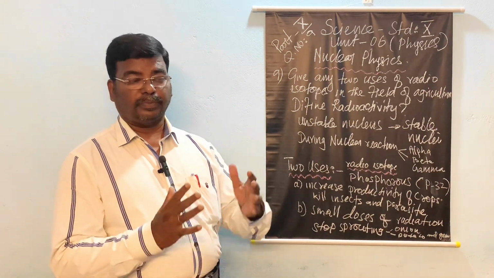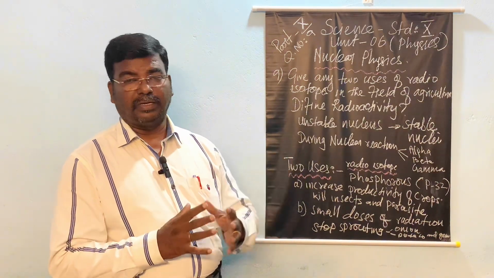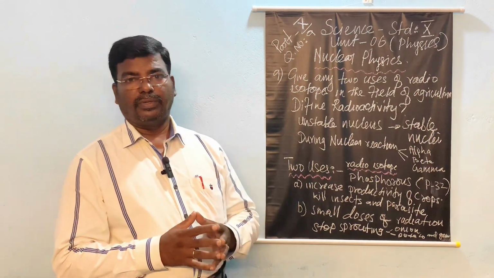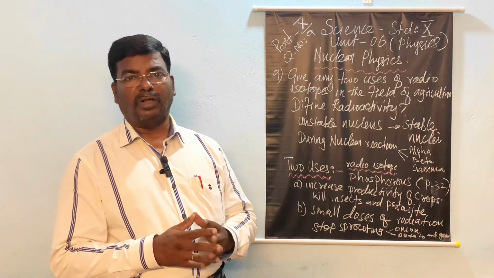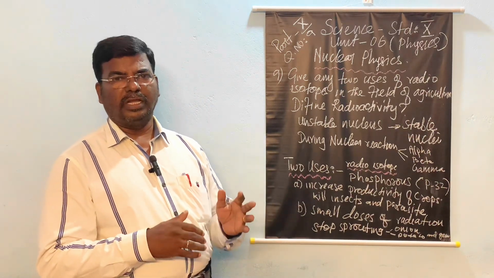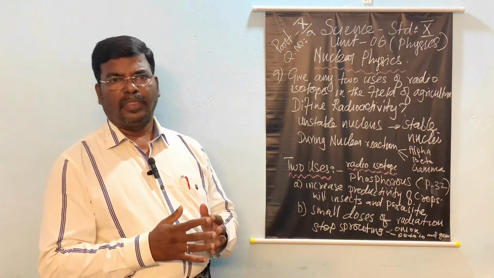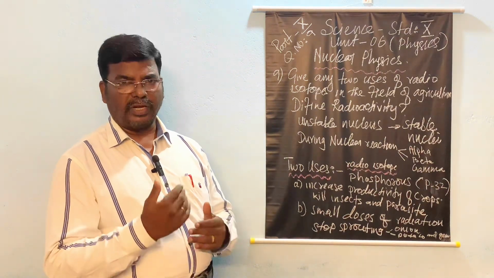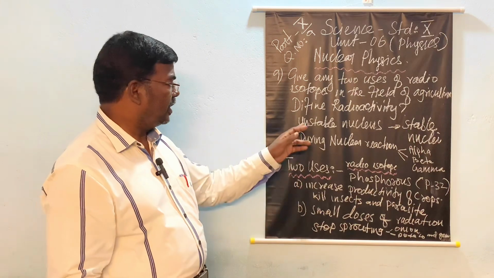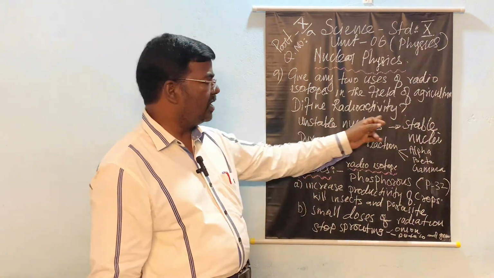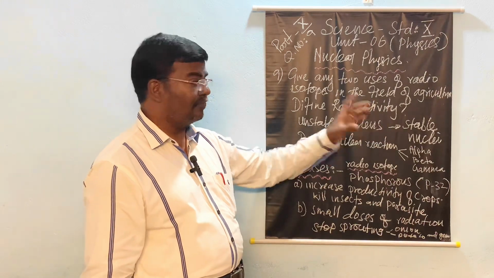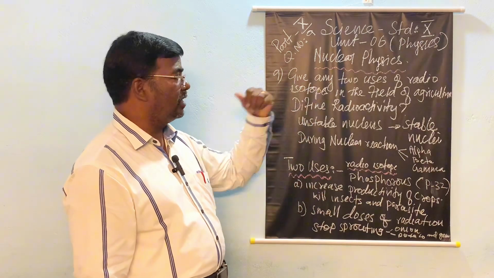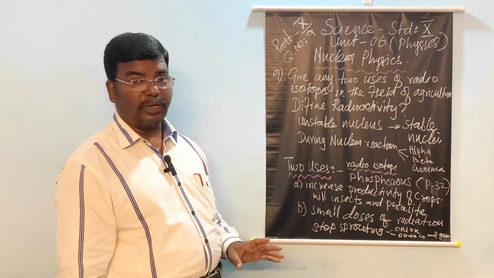At the time of that reaction, there is an emission of alpha, beta and gamma rays. So alpha, beta, gamma rays are given off at the time of nuclear reactions. That is called radiations. You should understand this first. It may also be a 2-mark question. Before writing the actual two uses, you should know what radioactivity is.